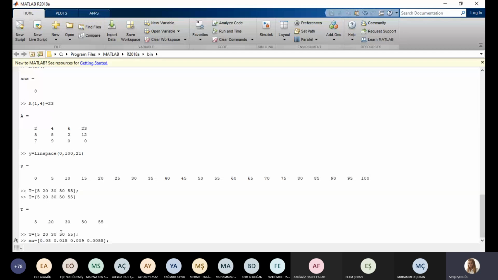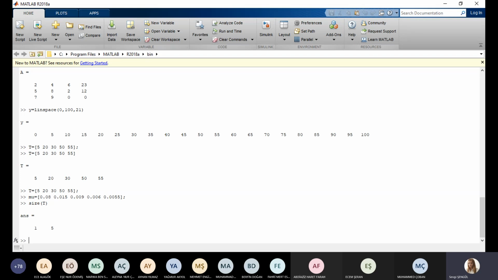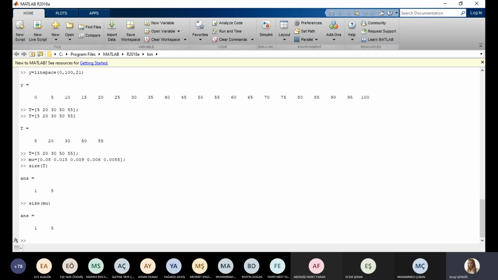Let me see. This is 1, 2, 3, 4, 5. 1, 2, 3, 4. So I missed one value. If the sizes do not match, I cannot plot it. So here you go, I defined the t and mu vectors. By the way, you can easily check the size with the size command. You can see that size of t is a 1 by 5 vector, and size of mu is also a 1 by 5 vector. So the sizes are okay, and I can easily plot them.